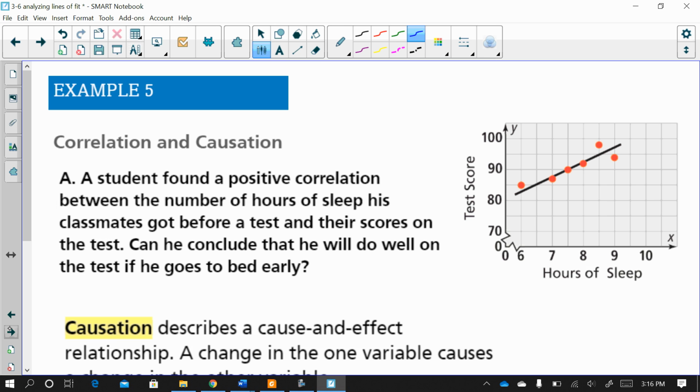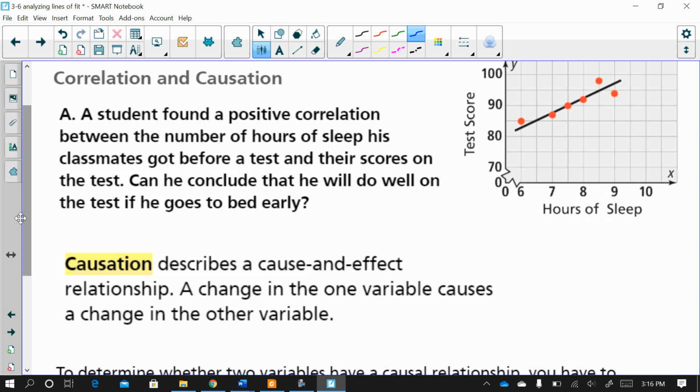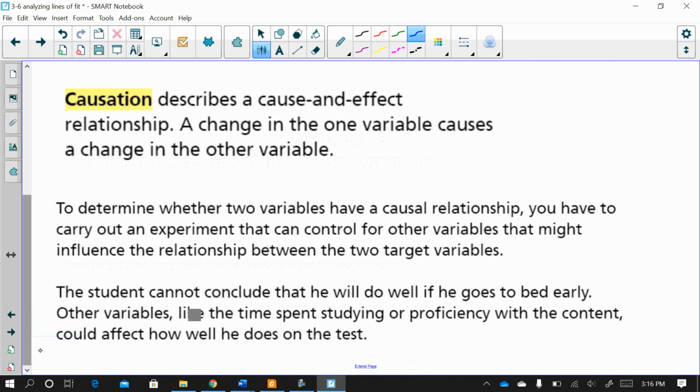Okay, example 5, correlation and causation. A student found a positive correlation between the number of hours of sleep his classmates get before a test and their scores on the test. Can he conclude that he will do well on the test if he goes to bed early? So causation describes a cause and effect relationship. A change in one variable causes a change in the other variable. So to determine whether two variables have a causal relationship, we actually have to do an experiment, okay? Because otherwise there's too many unknowns that might affect it. So we can never determine causation without doing an experiment.